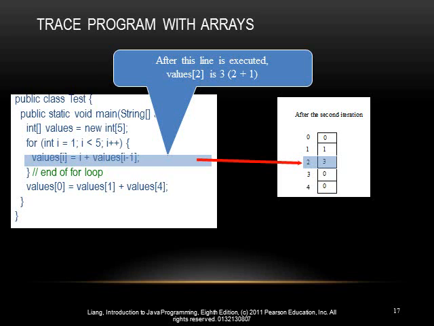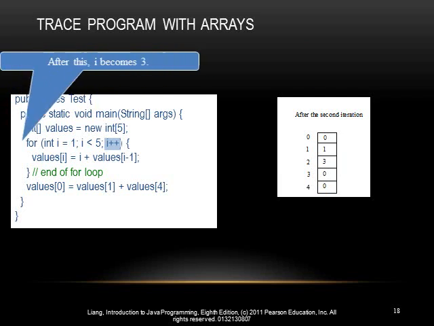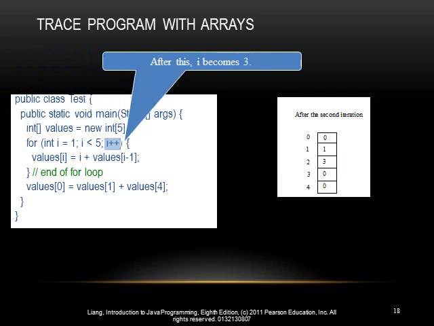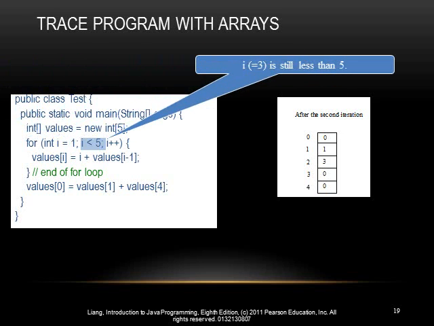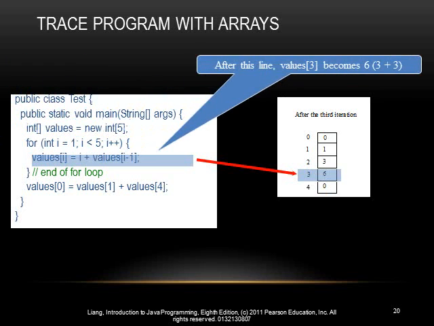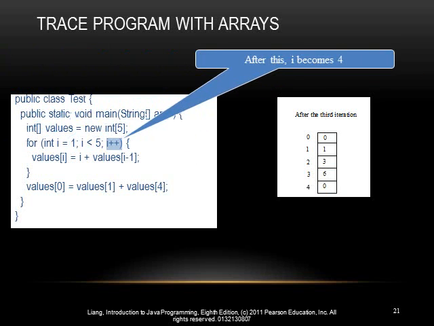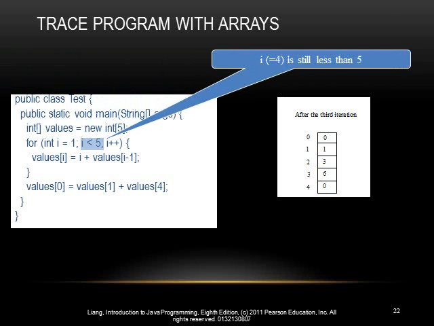What are the remaining values going to be? 6 and 10. Execute the body again. And let's do it again.